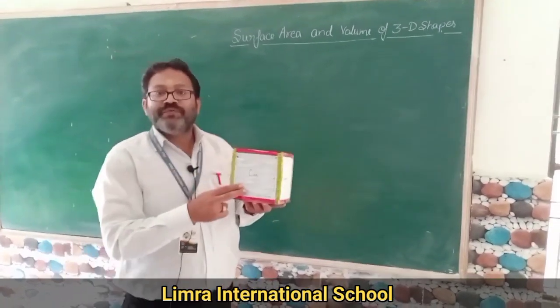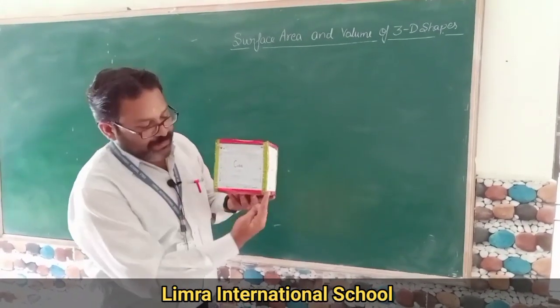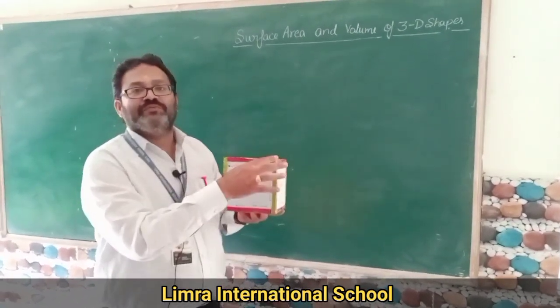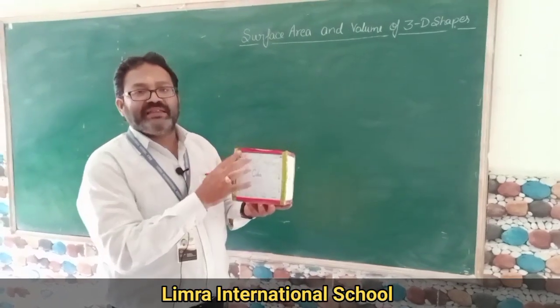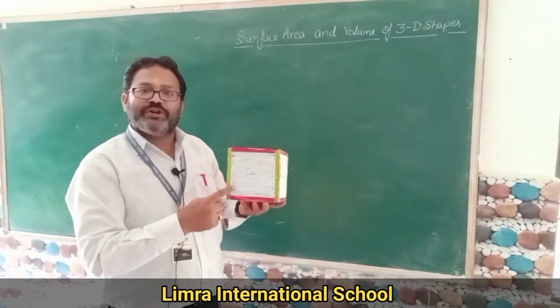Look at here, this is a cube. What is a cube? This is the length of the cube, this is the breadth of the cube and this is the height of the cube. Length, breadth and height are all the same, then this is called a cube.